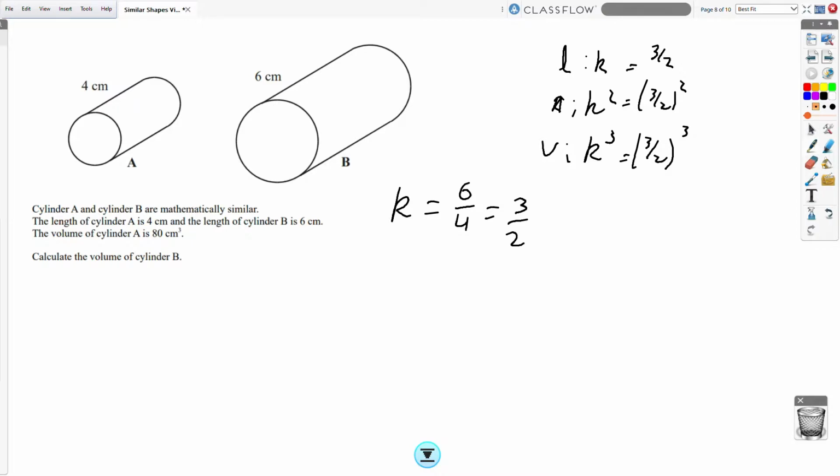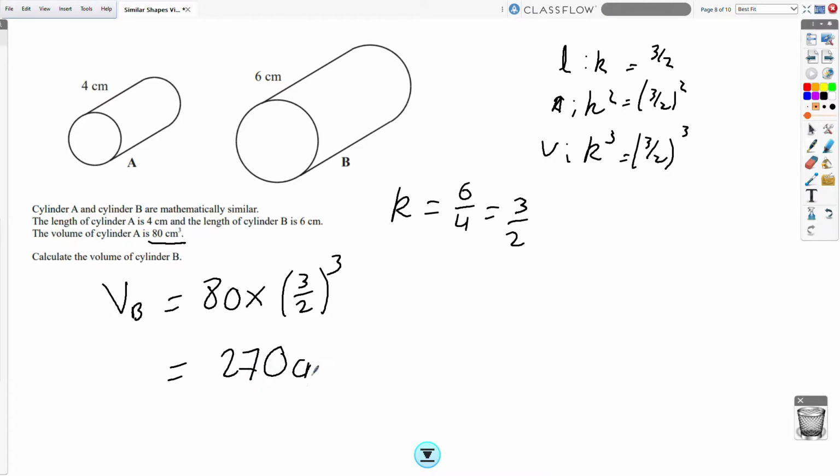So we need to work out the volume of the larger cylinder. We know the volume of the smaller cylinder is 80. So to work out the volume of B, it's this 80 times by the scale factor cubed, multiplied by 3 over 2 cubed. We'll do this very quickly on our calculator. And it gives us a value of 270, and the units here are centimeters cubed.